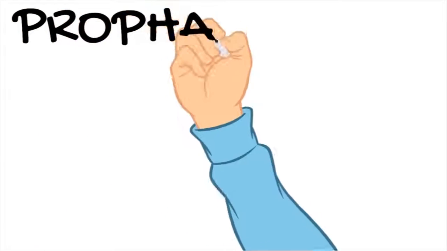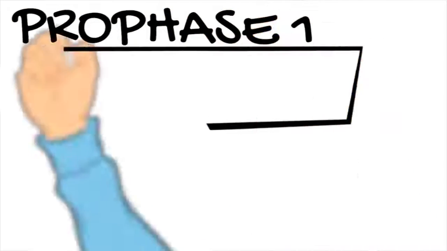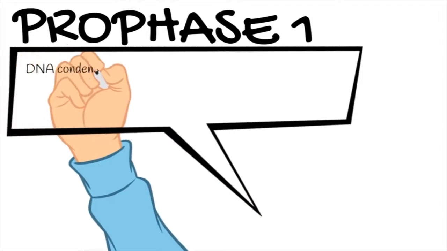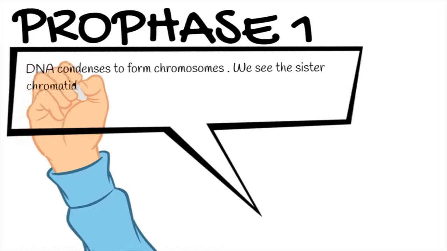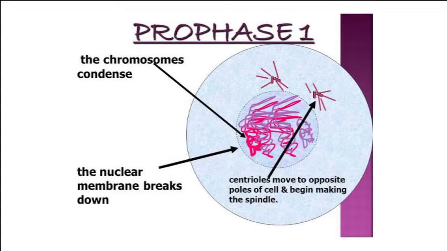So the first stage, prophase. Here the DNA condenses to form chromosomes. We see the sister chromatids here. They are all attached to each other through the centromere in the center. Here you will also see homologous chromosomes.